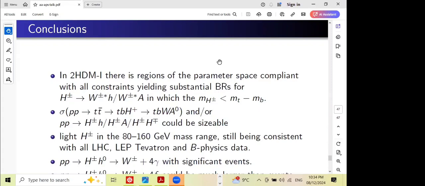You said in two Higgs doublet models the charged Higgs has a constraint like 800 GeV.